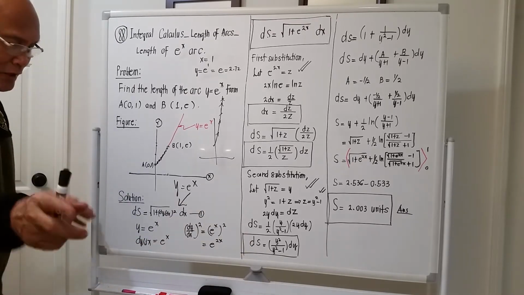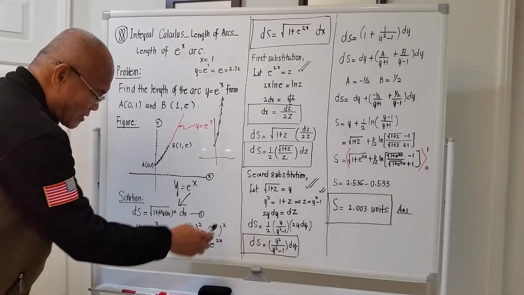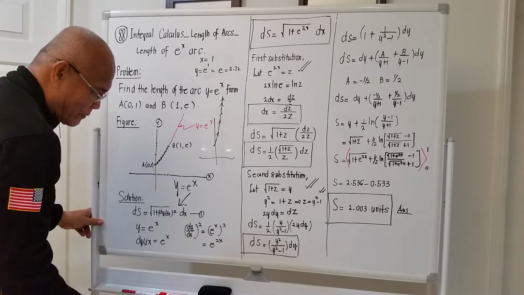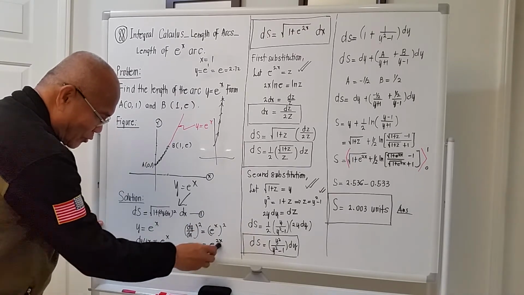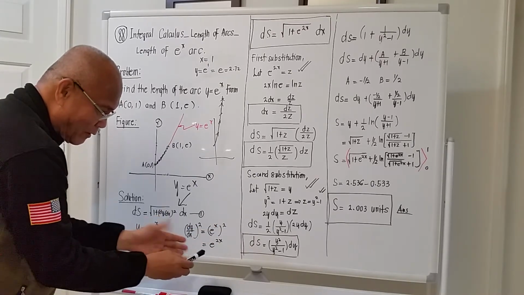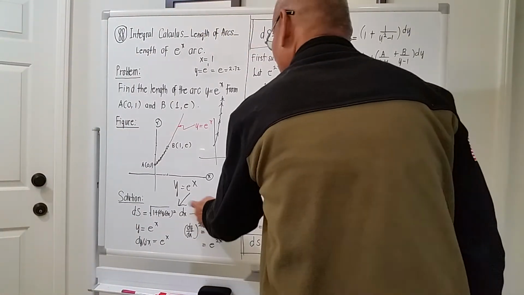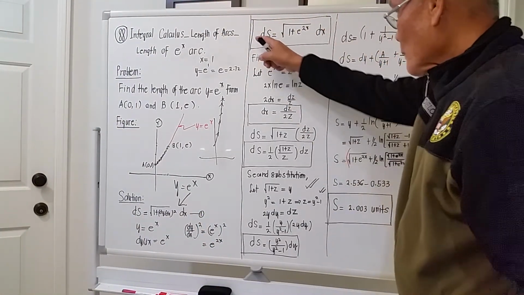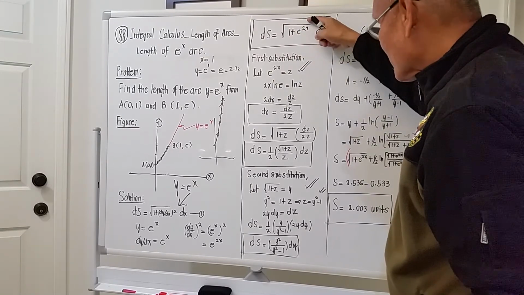Squaring both sides, (dy/dx) squared will be (e to the x) squared, or the square of dy/dx will be e to the 2x. X times 2 will be 2x, so the exponent of e now will become 2x. So if we go back here, the differential length of arc will be the square root of 1 plus e to the 2x times dx.